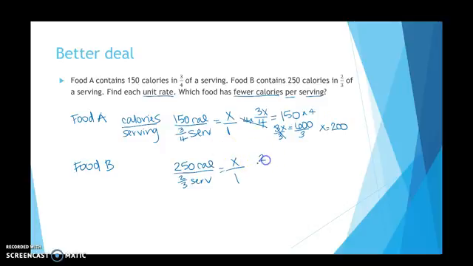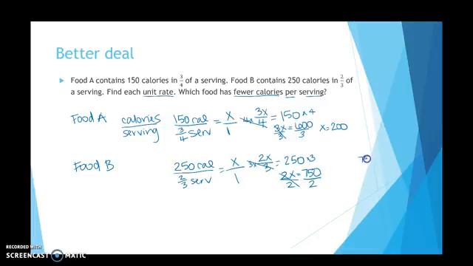So 2/3 x, so I'm going to just put the x up with the 2, equals 250. Get rid of my 3 by multiplying by 3 times 3. So 25, think of quarters, times 3 is 75. And then add my 0 back. So 2x equals 750. Divide both sides by 2.